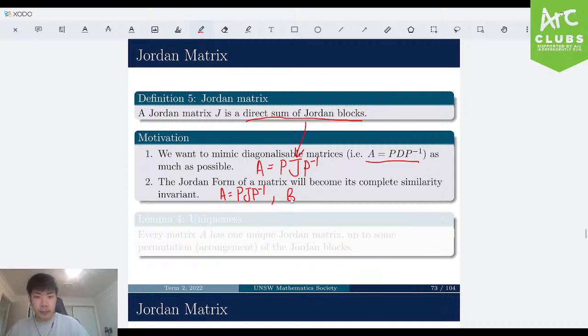matrix B as, let's say, Q J Q inverse, we firstly say that A is similar to J, and we say B is similar to J, because they both have the same Jordan matrix J. But furthermore, if A is similar to J and B is similar to J, then we can conclude that A is similar to B. So essentially what this is saying is that for any two given matrices, if we can rewrite them in this form of some matrix times J times that same matrix inverse, then we can conclude that those two matrices are similar to each other because they have the same Jordan form.